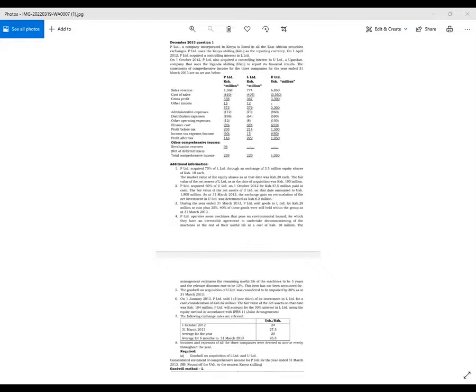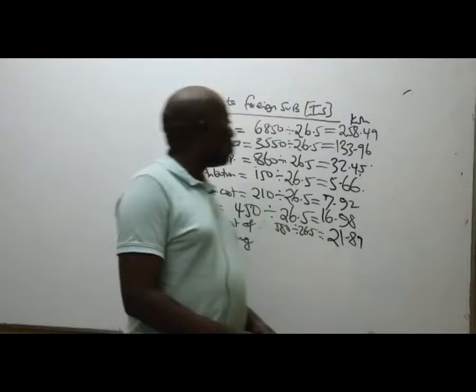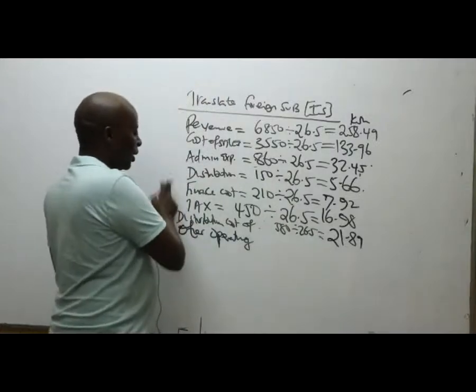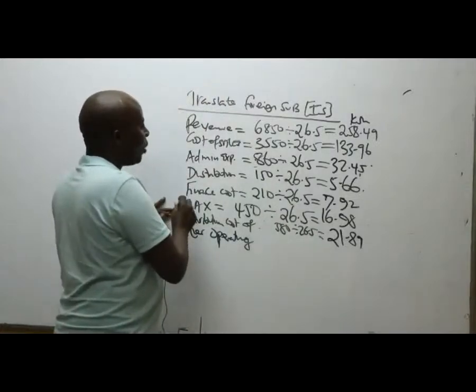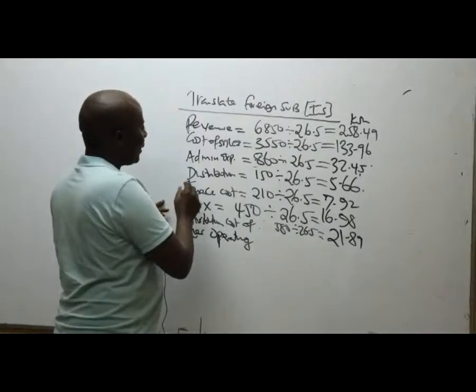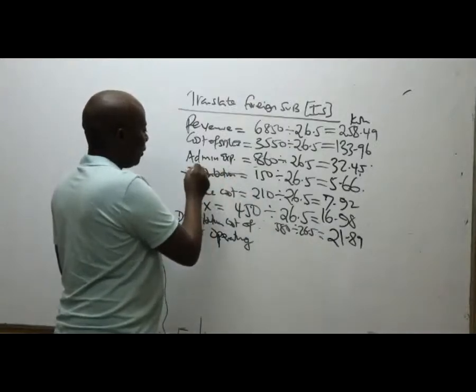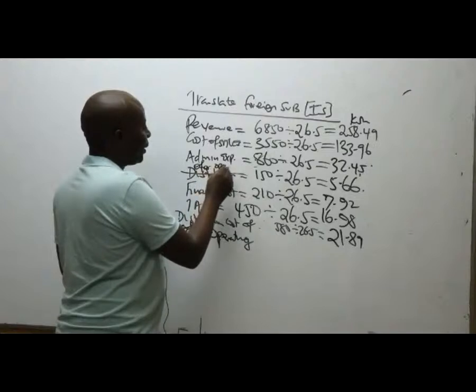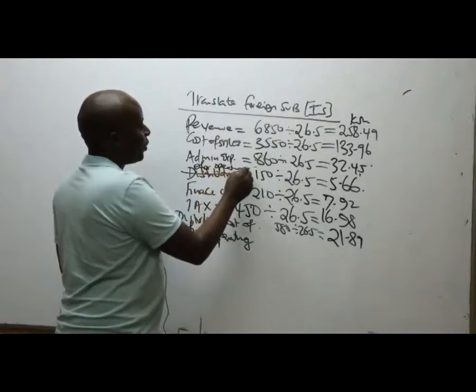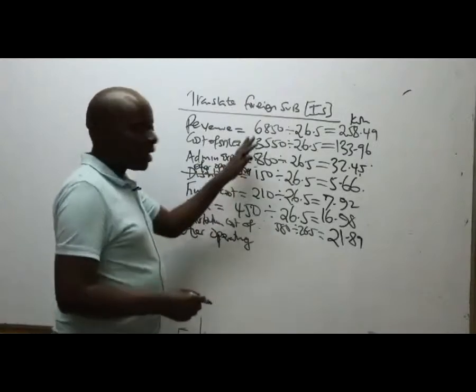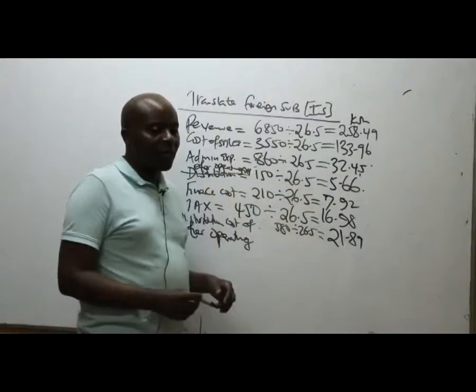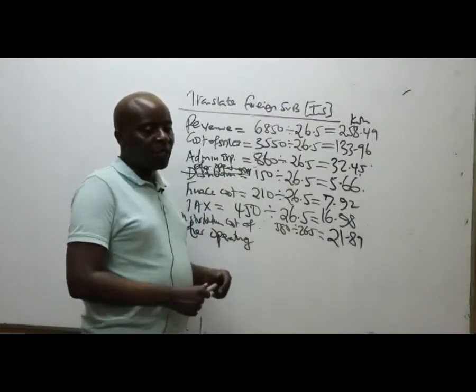Okay, now I understand what you are saying. Mwalimu, this distribution cost is here. How about you coming and telling us that this is supposed to be other operating expenses? Thank you very much. Now, after making that change, is everything all right here?